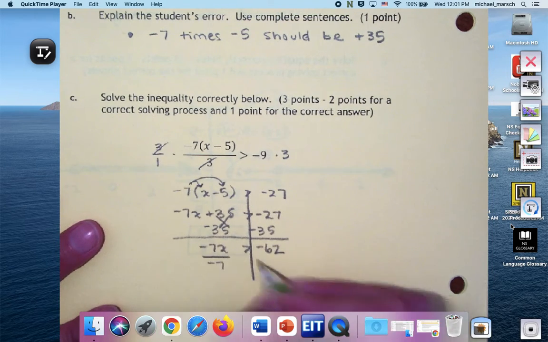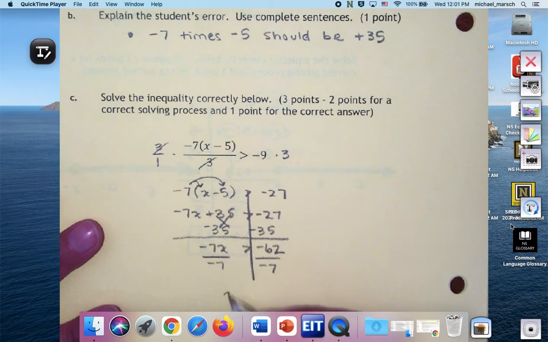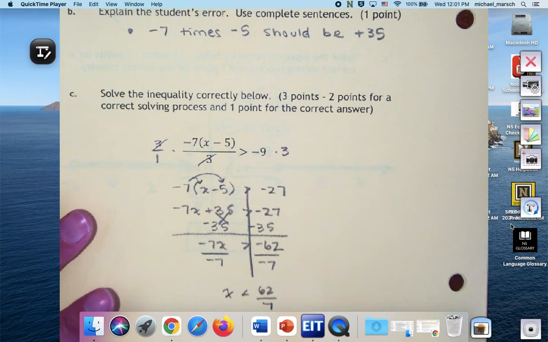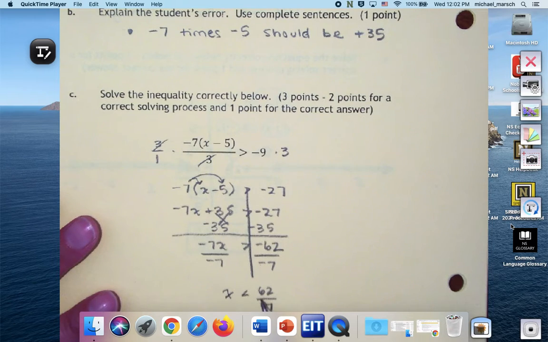Divide by negative 7. So what am I going to do here, Brody? Flip the sign. Flip the sign. And it becomes a positive fraction because a negative divided by a negative is a positive value.